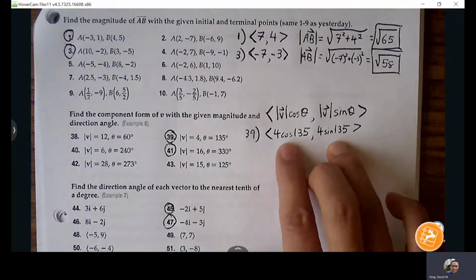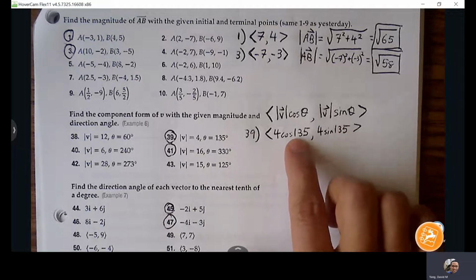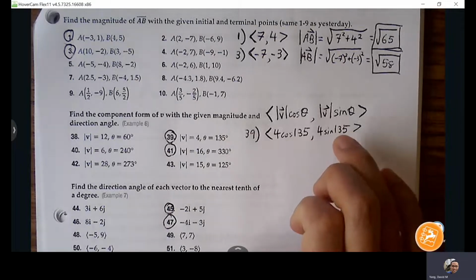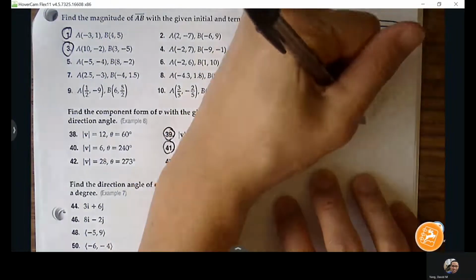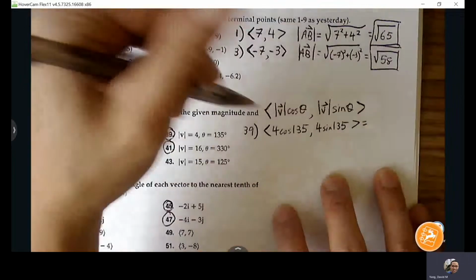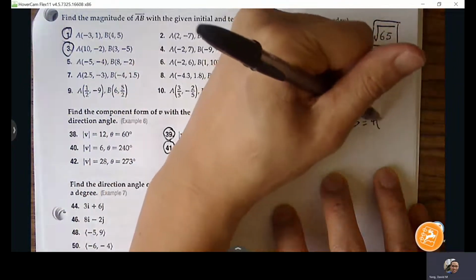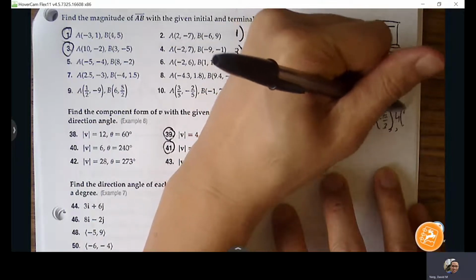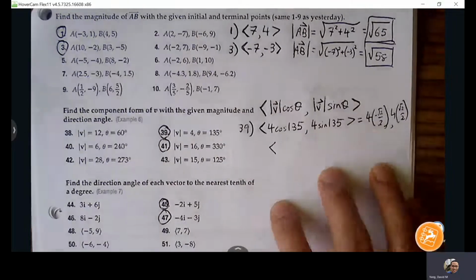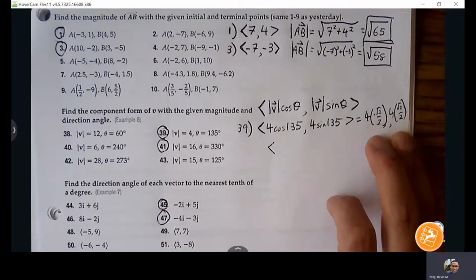Okay, these are unit circle values. So cosine of 135 is going to be negative √2/2. And sine of 135 is going to be positive √2/2. So that'll reduce to be 4 times negative √2/2 and 4 times positive √2/2. Okay, reduce the numerator and denominator, I get -2√2 and a positive 2√2.